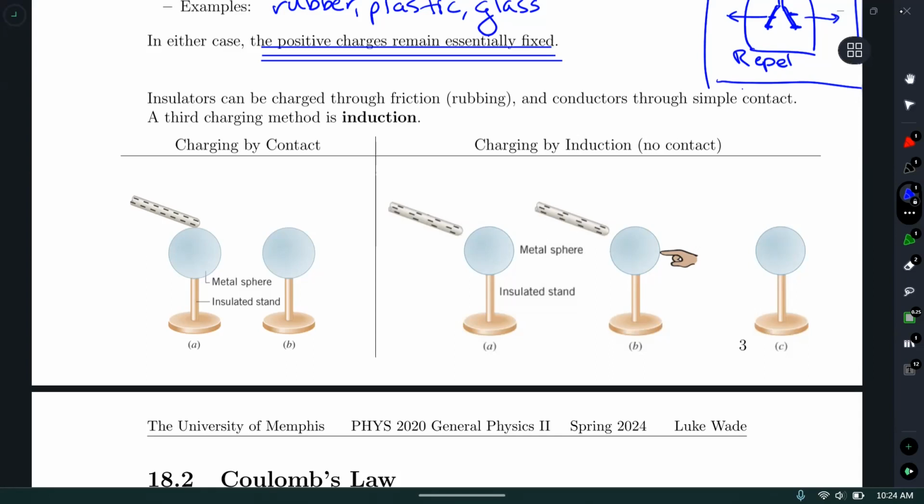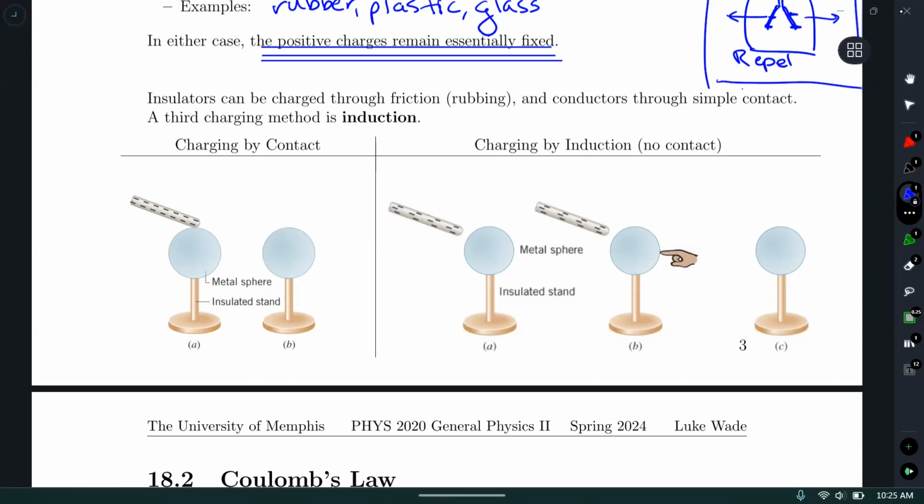Yeah, I was just going to say that the PVC pipe, when it's electrically charged, brings the positive charges from the can closer to it. So it's what's it called? It's charged by induction. So when the charges attract, they pull towards each other.